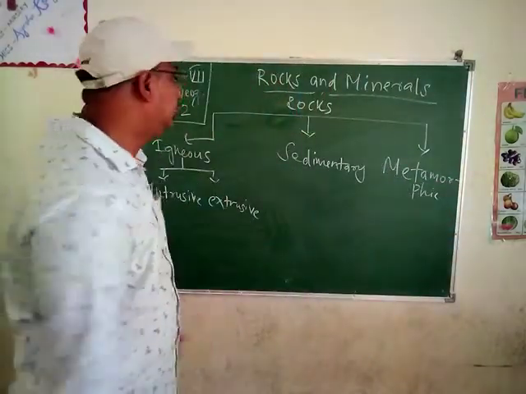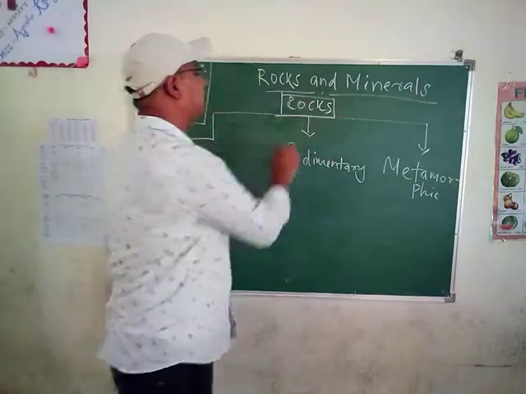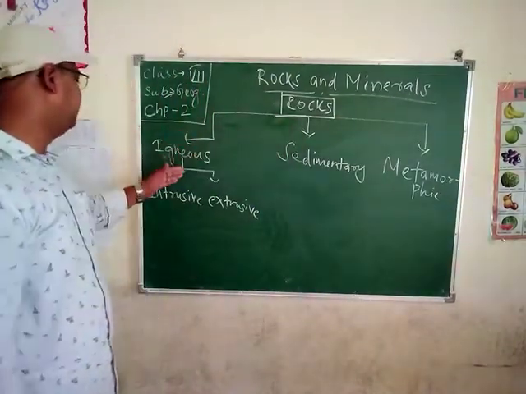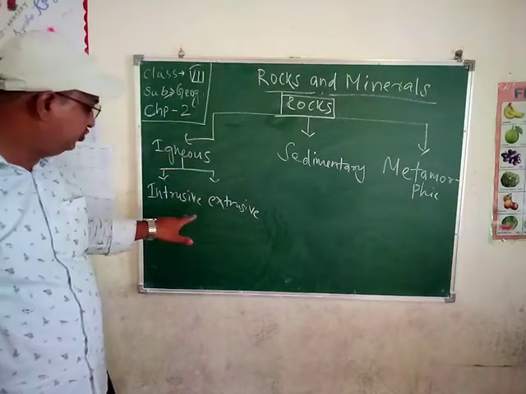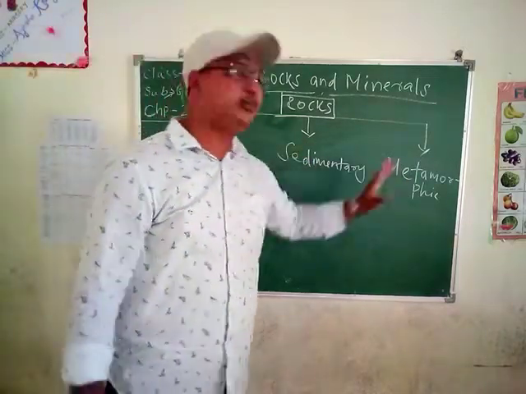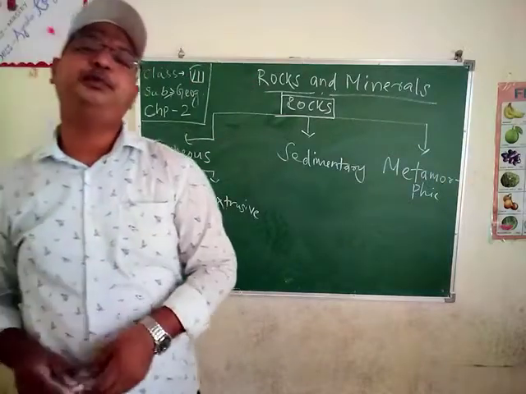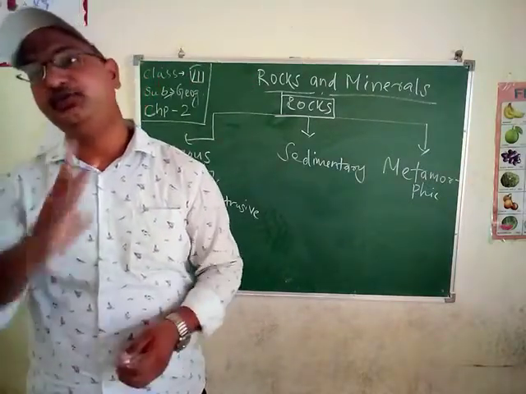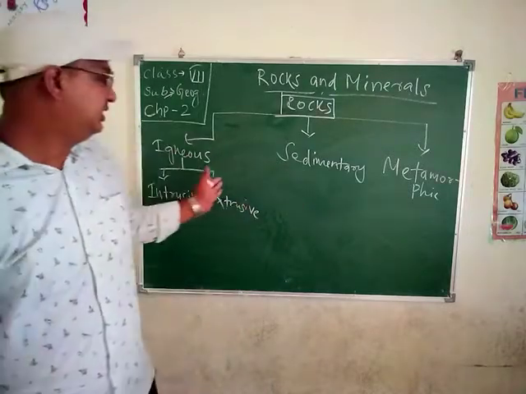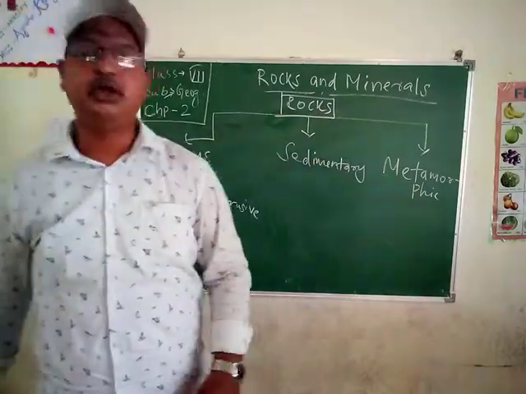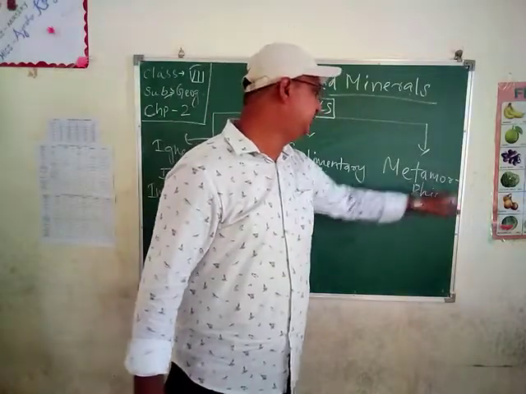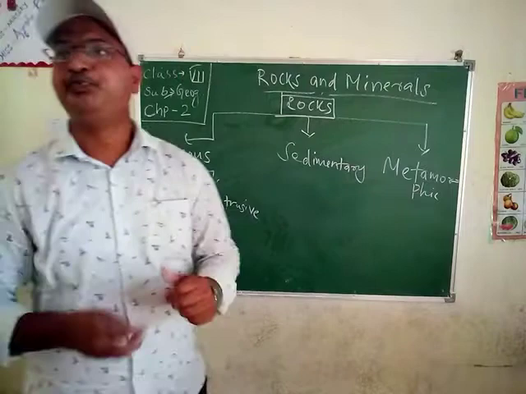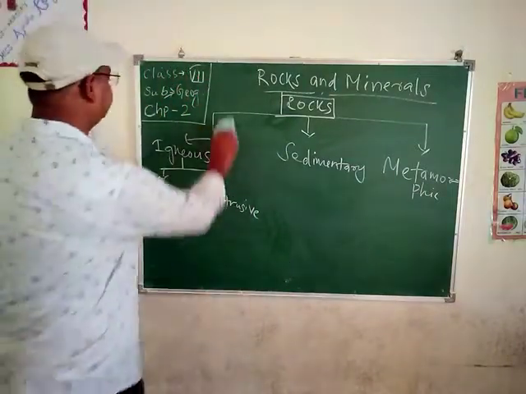Friends, let us look at the types of rocks before classification. The first one is igneous, then it is further divided into two, intrusive and extrusive, then sedimentary, then metamorphic. Friends, based on the mode of formation, rocks are classified into three families, namely igneous, sedimentary and metamorphic. Please don't get confused. Then the first one is igneous.